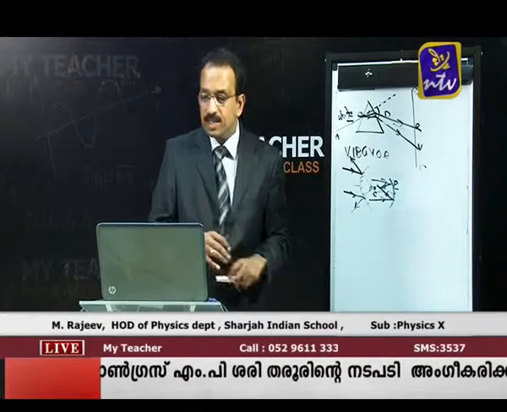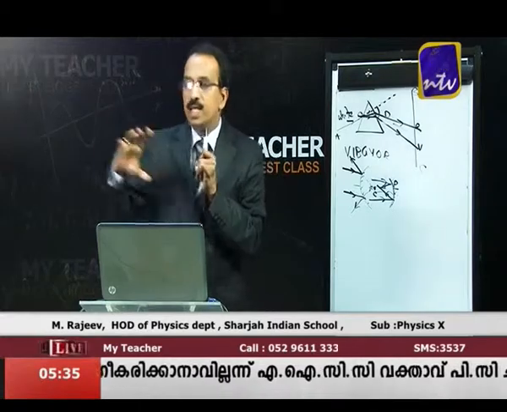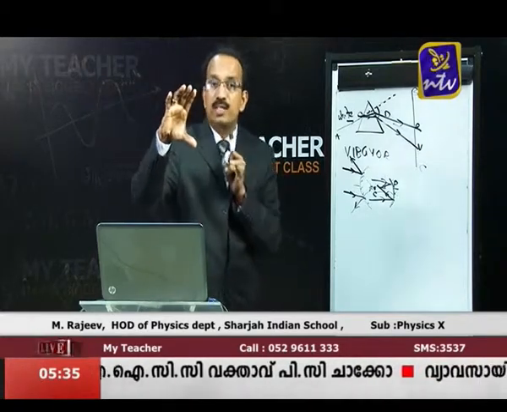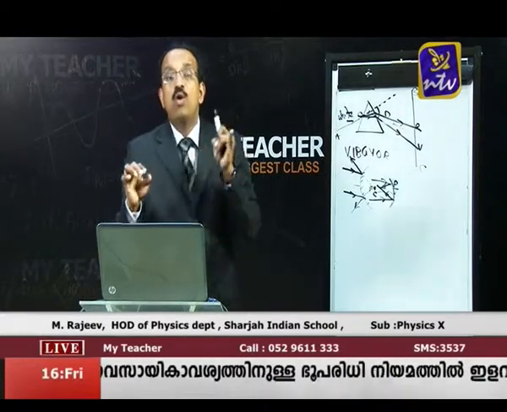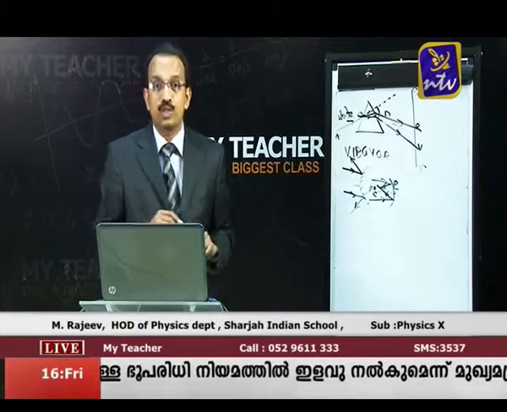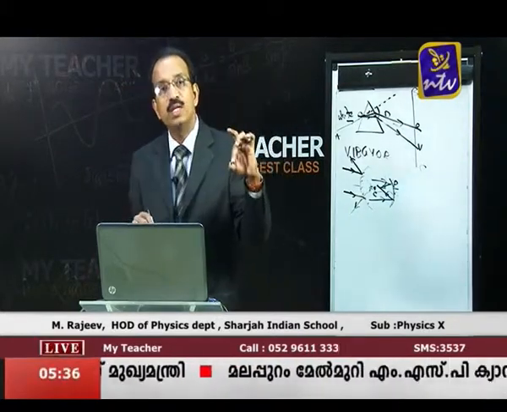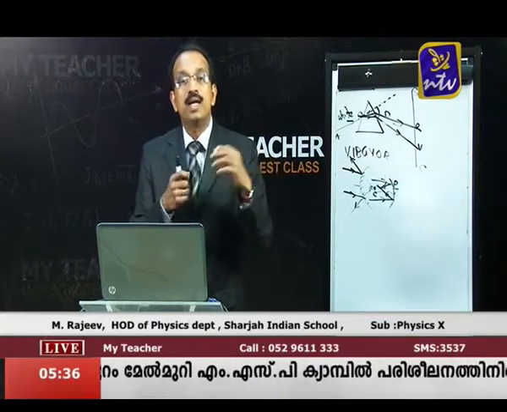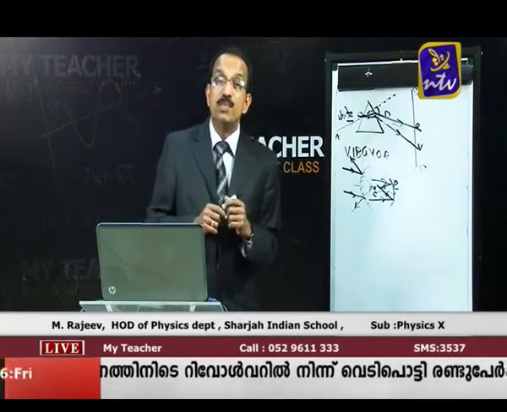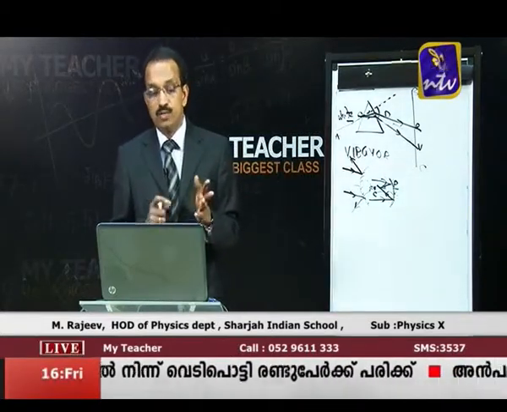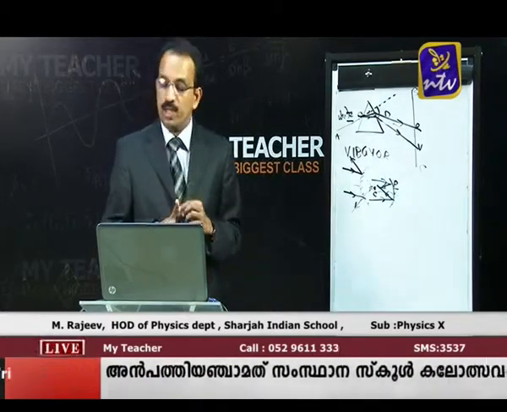Principal focus we can define like this. It is the point where the light rays parallel to the principal axis meet, in the case of a concave mirror, or appear to meet, in the case of a convex mirror. For a concave mirror, the parallel rays will actually meet, and for a convex mirror, they will appear to meet. That point is called the principal focus. So I defined the three terms: pole, radius of curvature, principal axis, and principal focus.